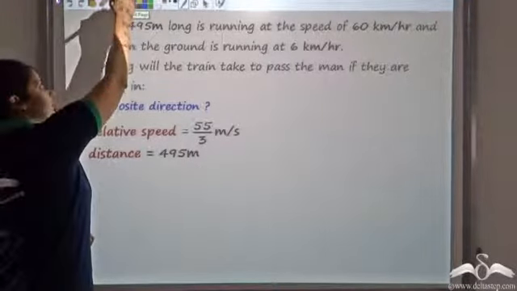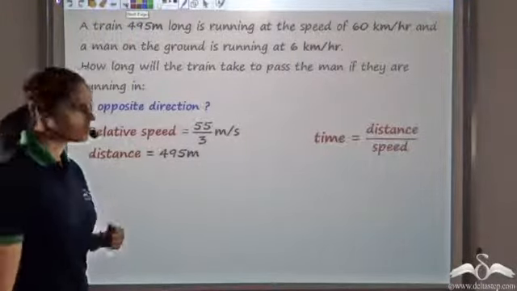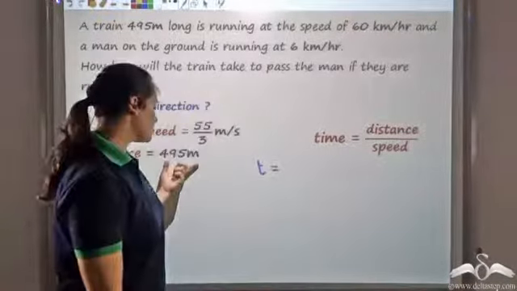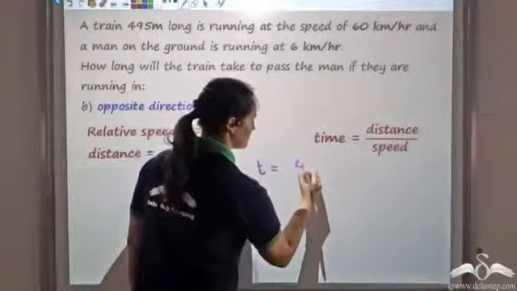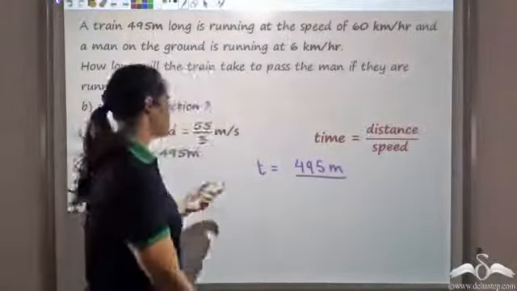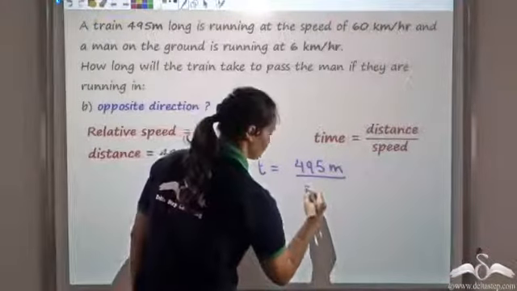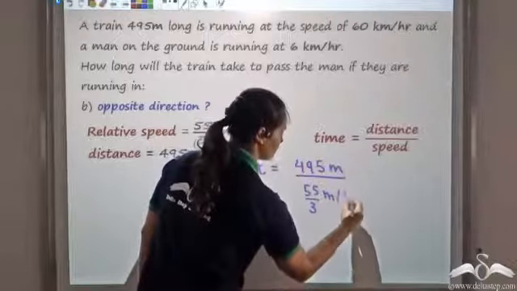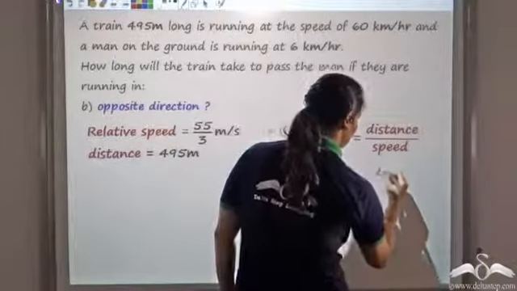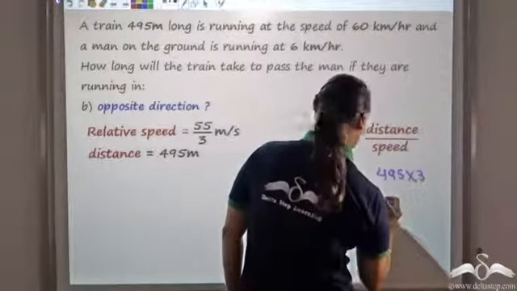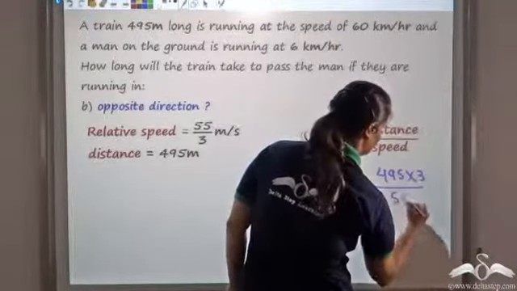Now I need to find the time. So time is distance by speed, which is, time would be distance, which is 495 meters, and speed, which is 55 by 3. So this gives me 495 times 3 divided by 55 seconds.